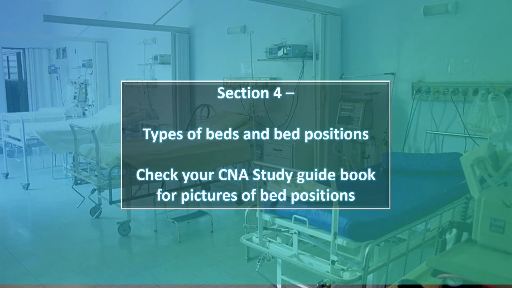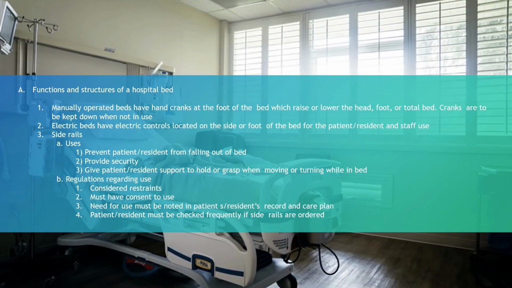Section 4. Types of beds and bed positions. Check your CNA study guidebook for pictures of bed positions. Functions and structures of a hospital bed. Manually operated beds have hand cranks at the foot of the bed, which raise or lower the head, foot, or total bed. Cranks are to be kept down when not in use.